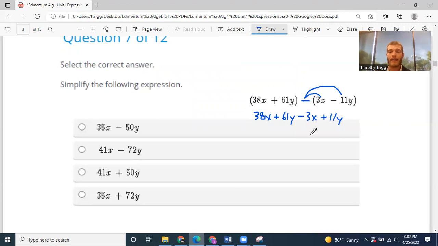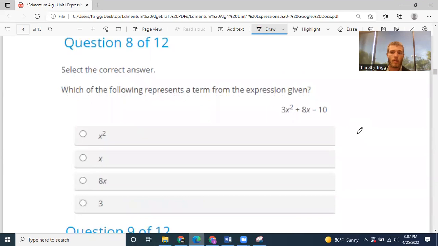Now we want to combine like terms. So this 38x, we can combine it with this negative 3x because they're both x's. Those are like terms. So that's going to be positive 35x. 61y plus 11y. Again, those are like terms. We can add them together. So that's 72y. Okay, and that'll be your answer.